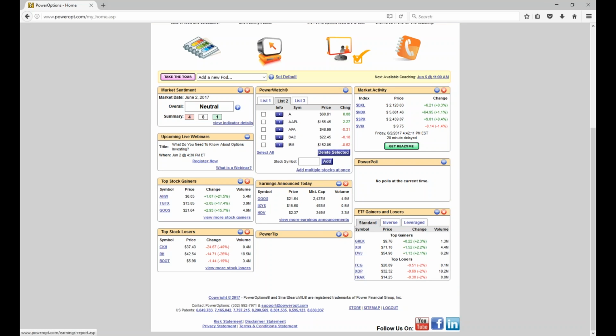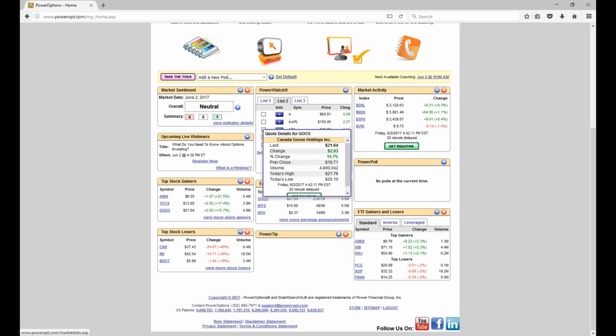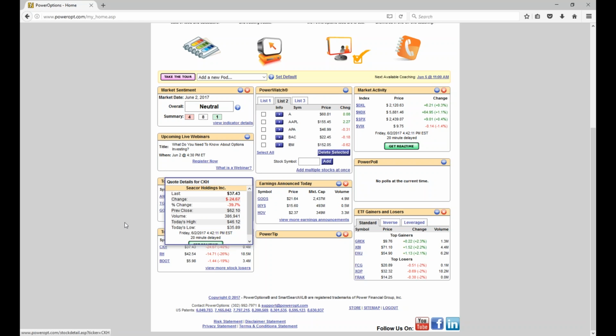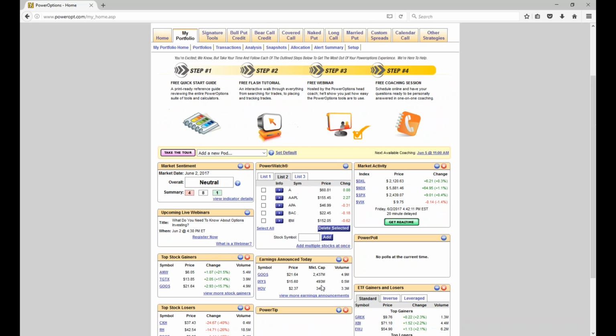Of course, you can always check stocks that have earnings coming up. I didn't have GOOS or A&W, actually, but that's a small mover. It's a small price stock, that's why. I didn't have CKH, and that just took a complete dive today, 40%. So that was really bad earnings, I guess, on that position.